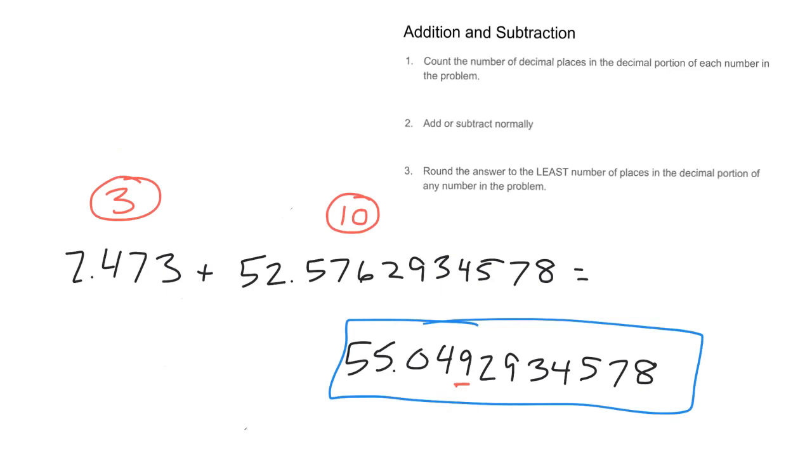And so my final answer is 55.049. And that would be my final answer because that has the same number of precision as the least precise number that I started with.